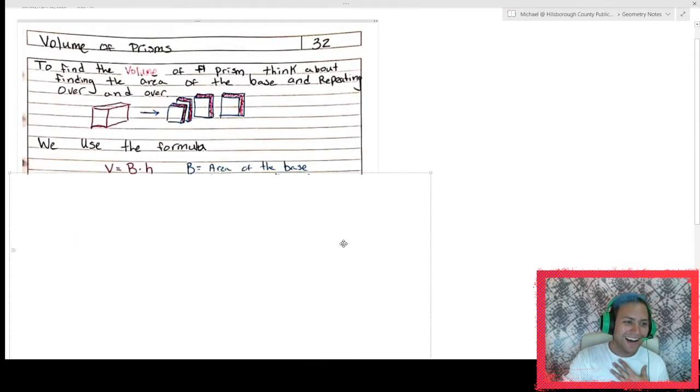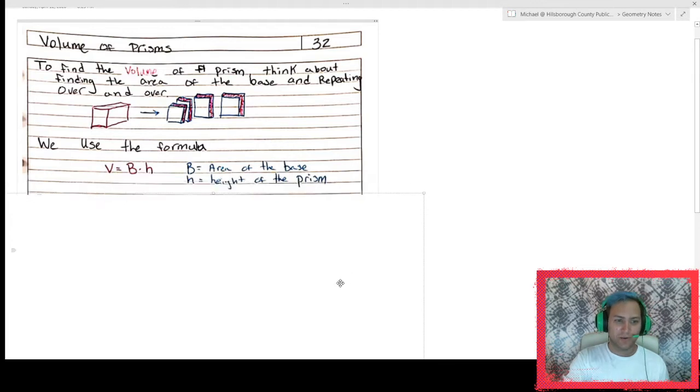Okay, so here is the formula that we're going to look at. We use the formula volume equals big B times H. Big B, we've already talked about. Big B represents the area of the base. It's not base as in one measurement. To find big B, you have to do some sort of area formula first, then plug that into the volume formula. So you find the area of the base, and then multiply the area by whatever the height of the figure is.